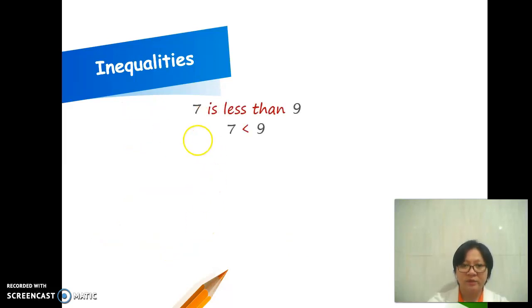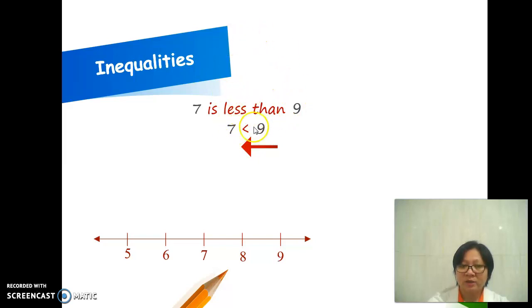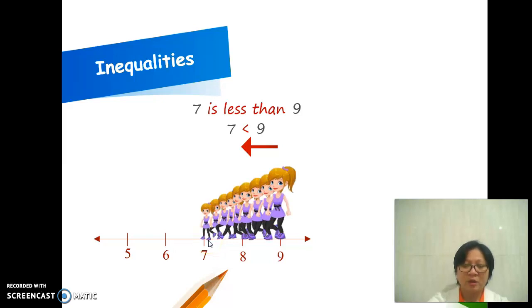What about less than? For example, 7 is less than 9. As you can see, the symbol here looks like an arrowhead that's pointing to the left, tells you to go to the left. So I'm using a number line to illustrate the inequality. Take a look at the right side of the inequality sign. Start from 9 here. To reach 7, I need to go to the left. So, as you're going to the left, the numbers are getting smaller. That's the meaning of the inequality symbol.